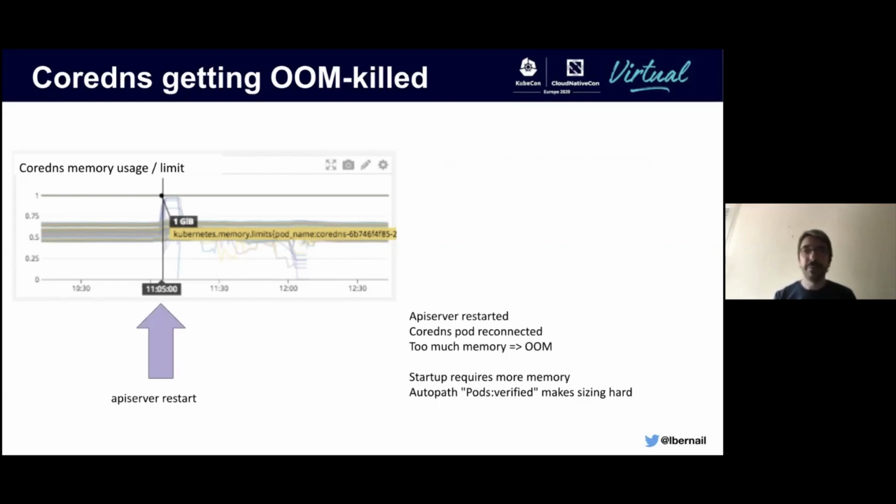So what actually happened here is an API server was restarted and all the CoreDNS pods had to reconnect. They had to build a full view of the cluster in their clients. To do that, they had to process all the pods and all the services, because at that time we were using Autopath. At startup, it turned out you require a lot more memory to do this, because you have to process everything in a few seconds. And so that was hard.